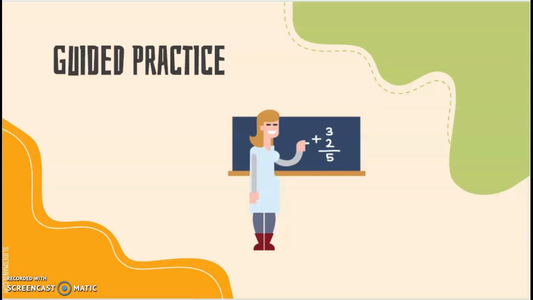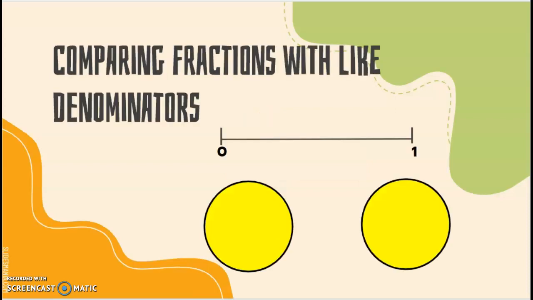So now we are going to do a little guided practice. And let's look at our first example. So our first example here, I have two fraction circles as well as a number line. So I am going to partition our number line into fourths.